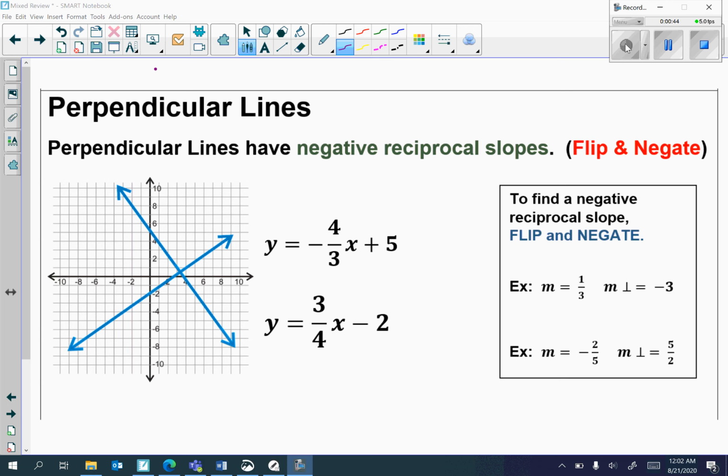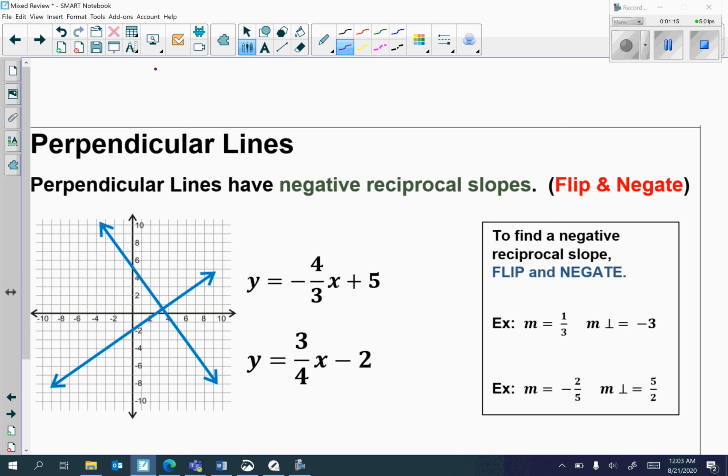Next, we have perpendicular lines. Perpendicular lines have negative reciprocal slopes in which you flip and negate the slopes. So for example, I have perpendicular lines, and remember perpendicular means they intersect to create 90-degree right angles. And notice the two formulas here. Y is equal to negative 4/3 x plus 5, and y is equal to 3/4 x minus 2. Notice that the slopes are negative reciprocals of each other.